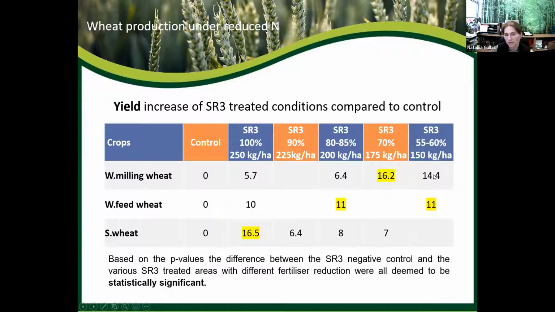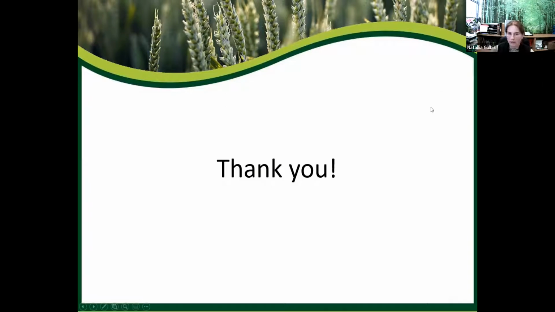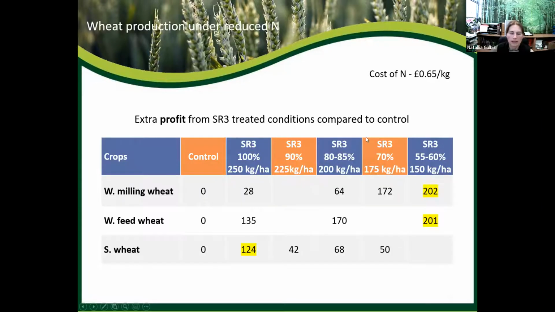So less nitrogen, you add biology, and you have even higher profit. And the previous slide was on prices in 2020. So fertilizer prices 2020, farmers can save £202 per hectare if they apply inoculum and reduce their nitrogen input.